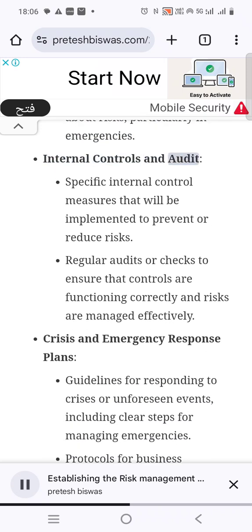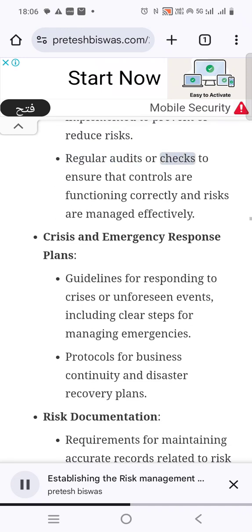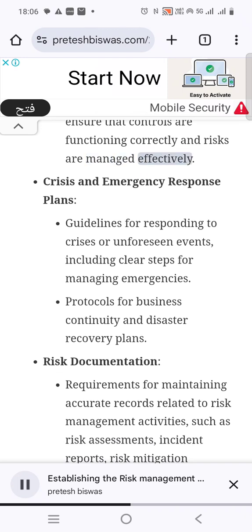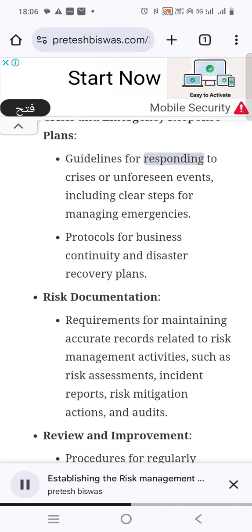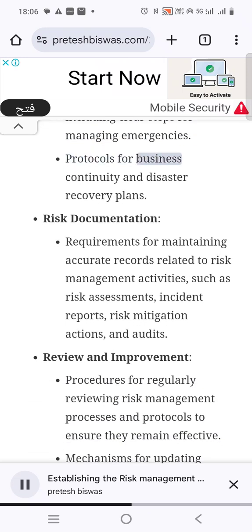Internal controls and audit. Specific internal control measures that will be implemented to prevent or reduce risks. Regular audits or checks to ensure that controls are functioning correctly and risks are managed effectively. Crisis and emergency response plans. Guidelines for responding to crises or unforeseen events, including clear steps for managing emergencies. Protocols for business continuity and disaster recovery plans.